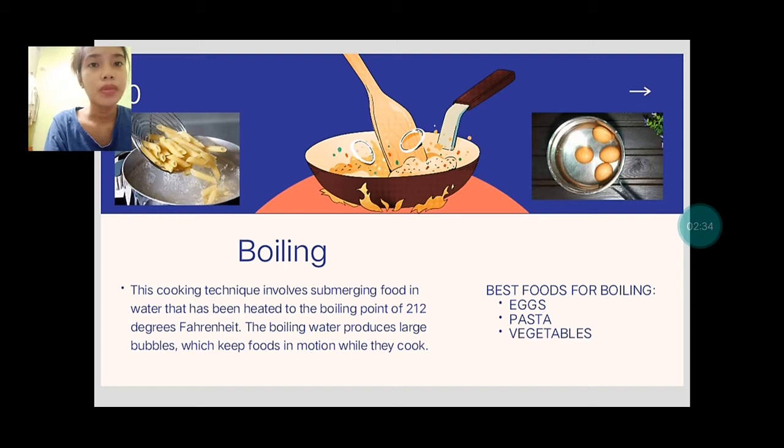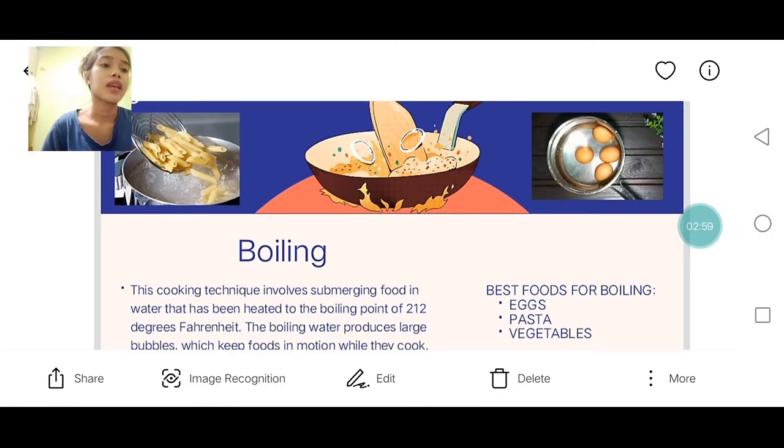Okay, the next slide is boiling. We are very familiar with the boiling method. This cooking technique involves submerging food in water that has been heated to the boiling point of 212 degrees Fahrenheit. The boiling water produces large bubbles which keep foods in motion while they cook. So it is a higher temperature when we talk about boiling. The best foods for boiling are eggs, pasta, and vegetables.